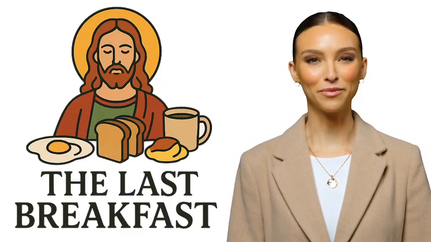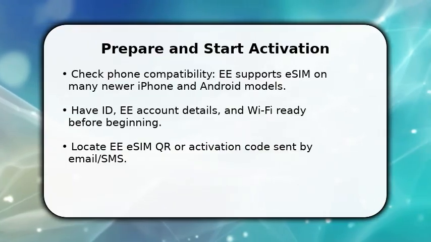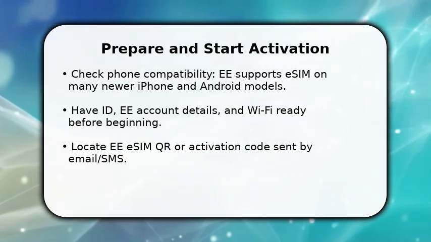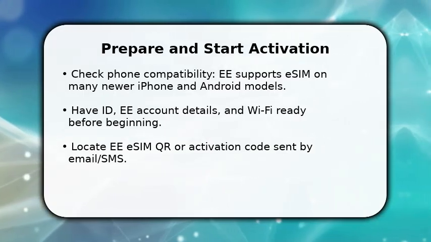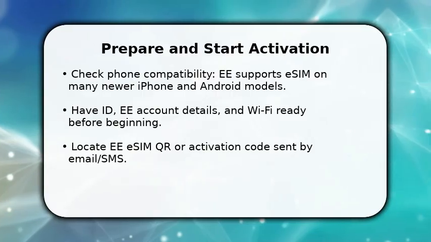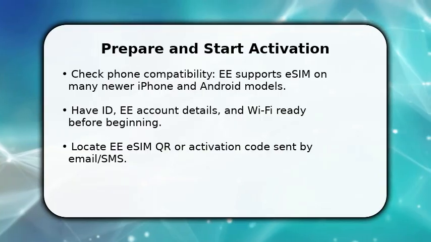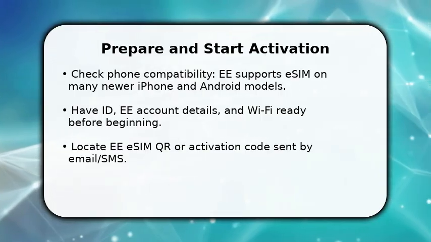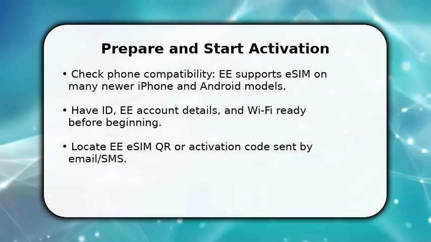Please enjoy the video. You begin by confirming your phone supports eSIM and that your device is updated to the latest OS. This prevents activation errors. Once done, sign into your EE account or have your order reference, ID, and the eSIM QR/code ready. Connect to a stable Wi-Fi network so the phone can download the carrier profile.